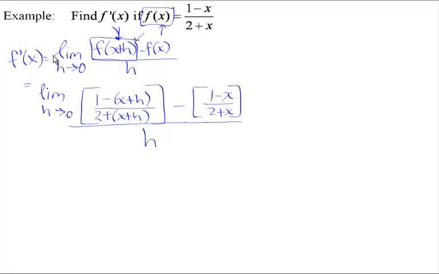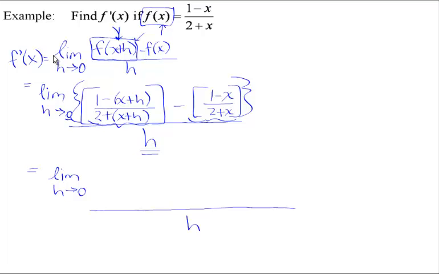Remember, our process is to attempt to factor an h out of the numerator that will cancel with the h in the denominator that's giving us division by zero trouble. So the best I can hope to do is clean that numerator up a little bit and see if I can get an h factored out of it. So the limit, as h approaches 0, I have two fractions in that numerator. Not going to do anything with the h in the denominator.